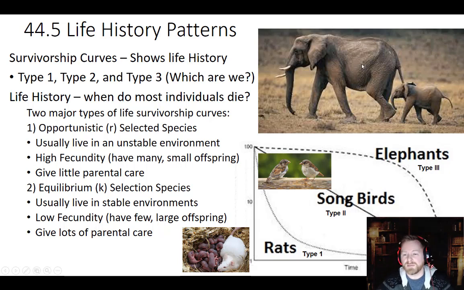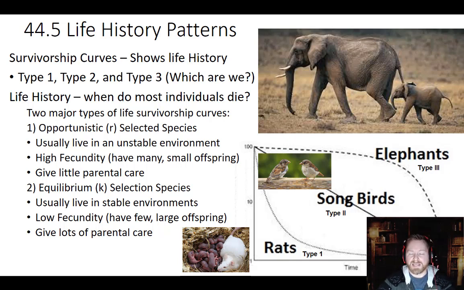The other strategy would be like elephants. Elephants live in environments that are more or less stable. Maybe not the best conditions, but more or less stable. They have a wet season and a dry season, and that's it. And so instead of having a lot of babies, they focus on having just one, maybe two, but usually just one, after usually like a 24-month gestation period. So you've already pumped a lot of time and effort into that one offspring.